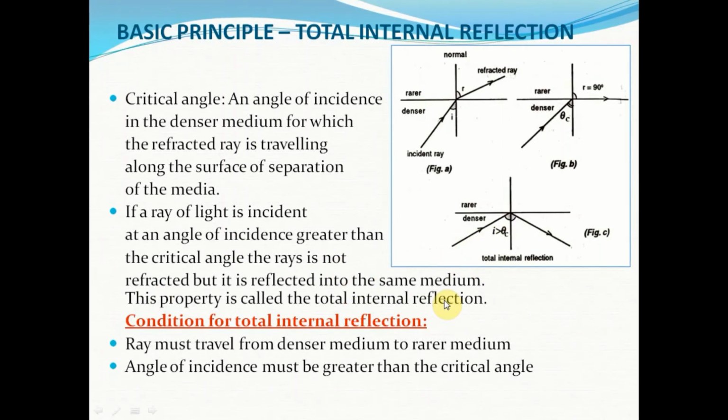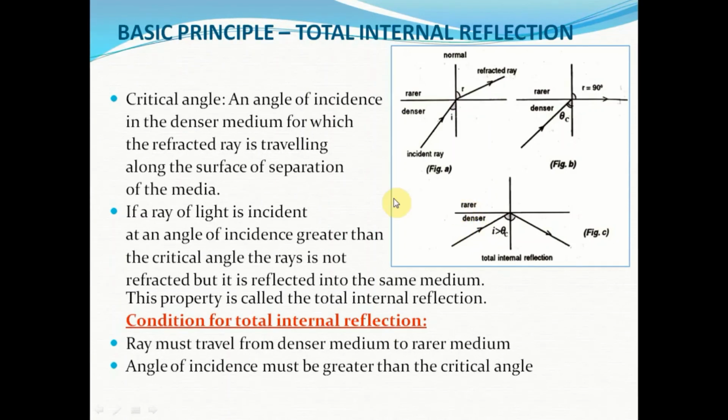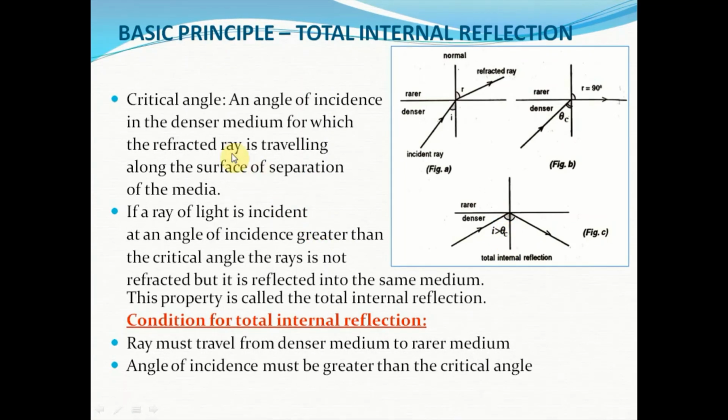So for total internal reflection, we have two conditions. First condition is the light ray should be traveling from denser medium to rarer medium. That is condition number 1. And condition number 2, the angle of incidence should be greater than the critical angle. So this is the fundamental basic principle behind fiber optics, that is total internal reflection.